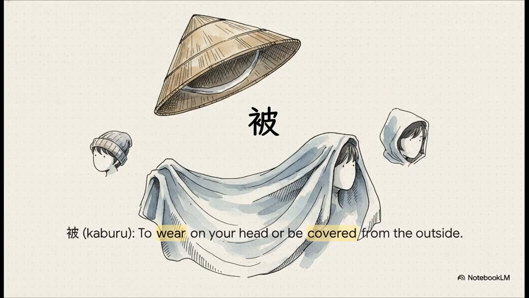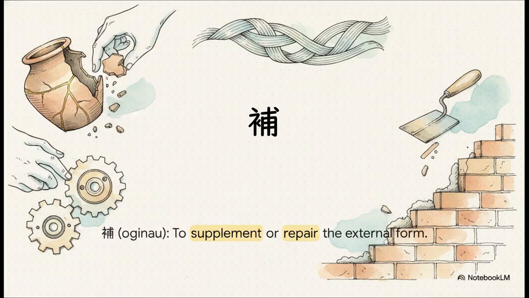Let's get to the examples. First up, kaburu. This means to wear something on your head, or to be covered by something. The focus is entirely on the external act of covering. Simple. Next, hoginau, to supplement or to patch up. Think about what that means. You're adding something to the outside of an object, to fix a hole, to make its external appearance complete again.